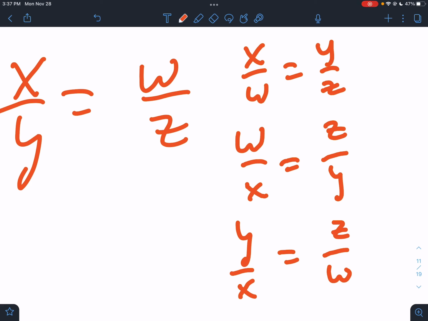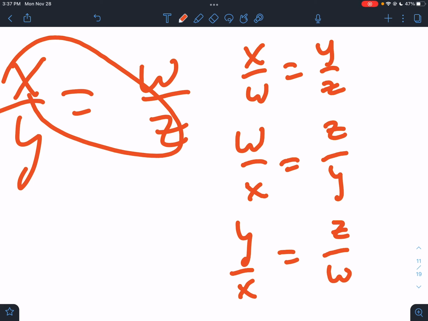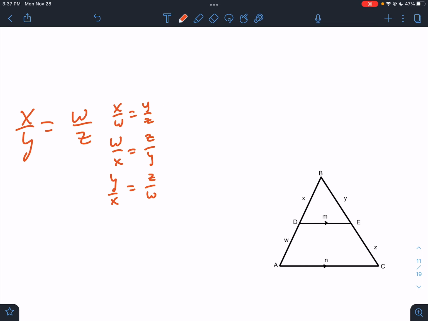How could you confirm that all of these are the same proportion? Look at the cross products. Every cross product is xz and wy. Look at all 4 of them. Are they all xz and wy? Yes. That means they're all the same. They're all the same one. All right, so we got those covered. Some other things you could do. You could say something like w over x plus y.